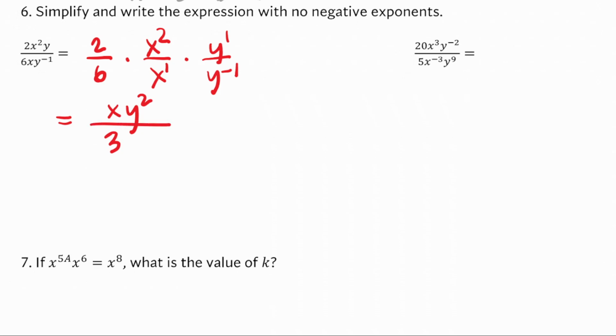And then the next one would be pretty much the same. So 20 divided by 5, that's 4 on top. X to the 3 minus negative 3 would be positive 6. Y to the negative 2 minus 9 would be y to the negative 11, but it said no negative exponents, so we can do that. Just turn it into a fraction. And there we go, we're good.